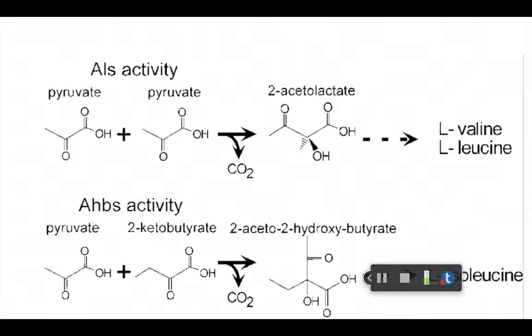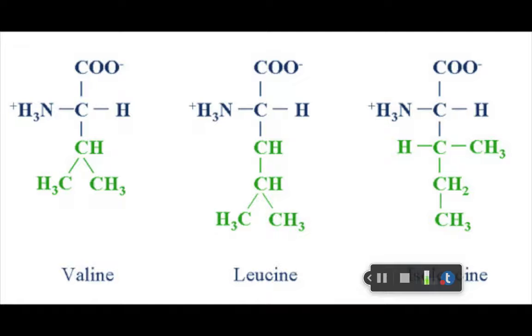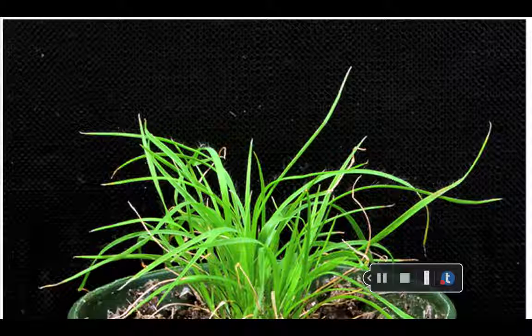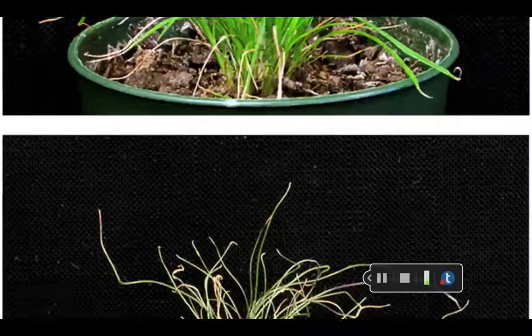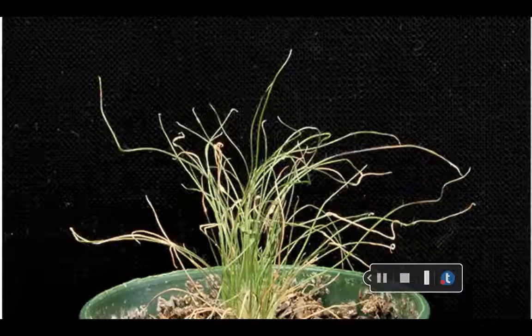At completion, the branched-chain amino acids valine, leucine, and isoleucine will be synthesized. These are 3 of the 9 essential amino acids and can't be synthesized elsewhere. When these amino acids aren't synthesized, the plant's metabolic processes start to shut down and the plant dies.